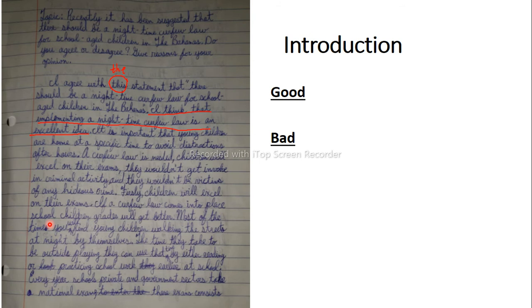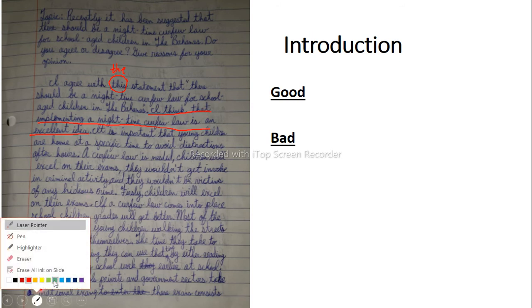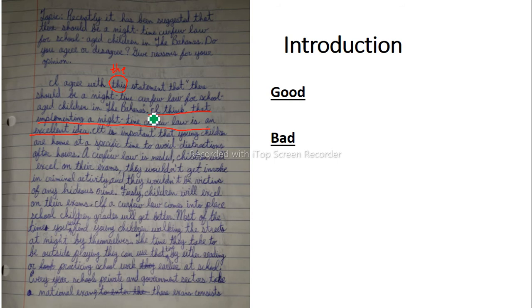They both of them are agreeing. They're saying literally exactly the same thing, right? It doesn't say "I agree with the statement that there should be a nighttime curfew law for school-age children in the Bahamas." "I think that implementing a nighttime curfew law is an excellent idea." She's repeating the same idea. Yeah, it's redundant. So we could remove this.